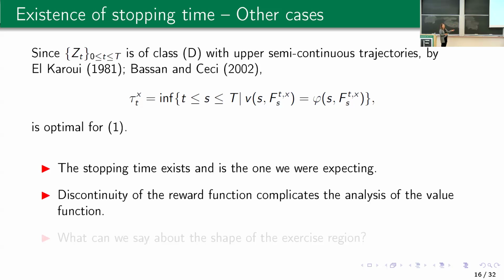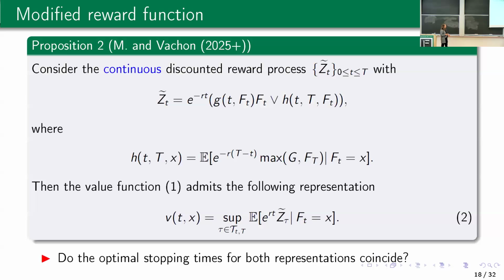But the discontinuity of the reward function made this difficult for us. So we had to find a way to analyze this, and we also wanted to know what we could say about the shape of the exercise region. So that's when we used this alternative representation.